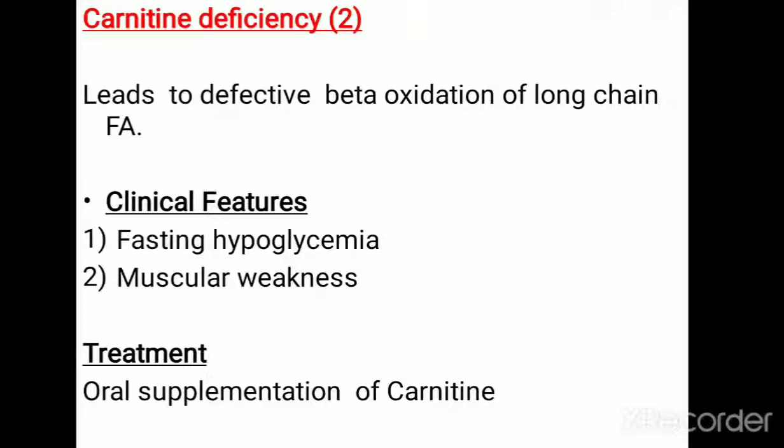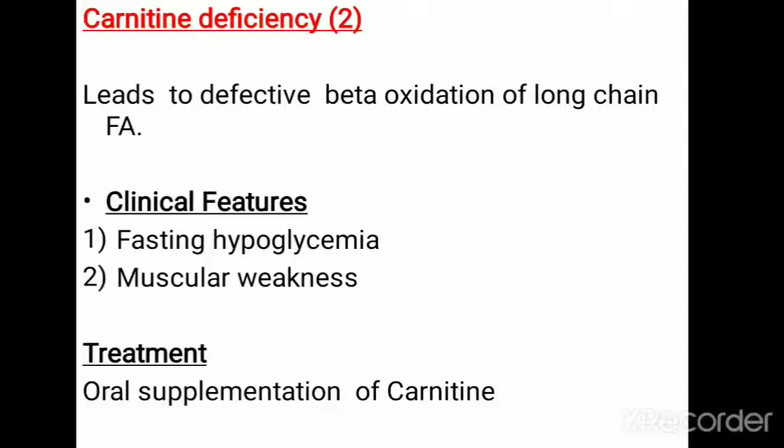And the next question is carnitine deficiency. It's a 2-mark question. So carnitine is required for the oxidation of long chain fatty acid. So its deficiency leads to defective beta oxidation of long chain fatty acid. Then you should know what are the clinical features of carnitine deficiency. The clinical features are, one is fasting hypoglycemia, and it will produce muscular weakness.